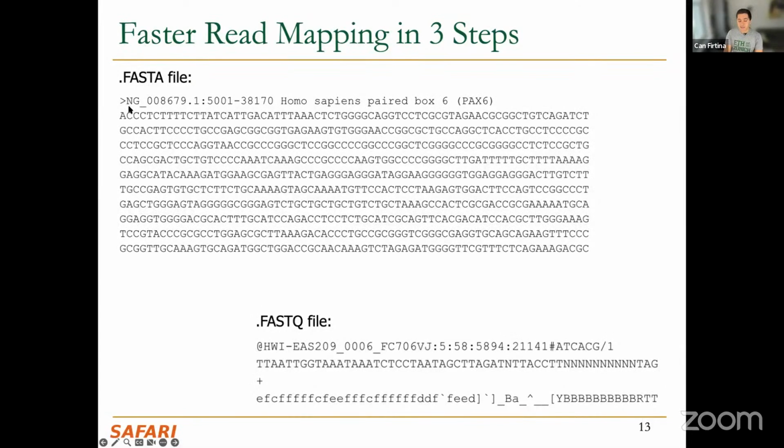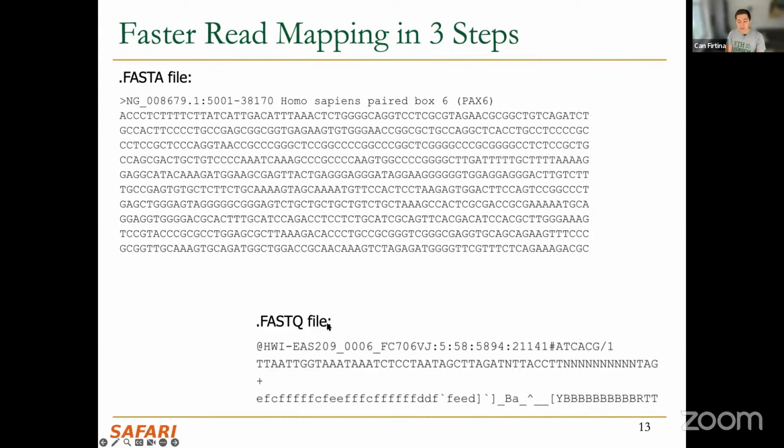But regardless, what we have in FASTA is the read ID starting with this particular unique character, the greater than sign. And then until you see the next read ID, or maybe until you reach the end of the file, whatever you have in between will be the read that corresponds to that read ID. So I hope this was clear.